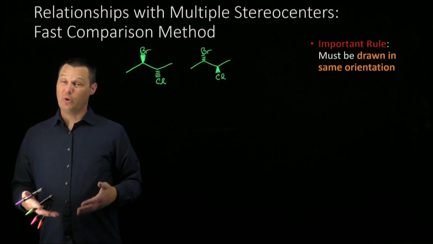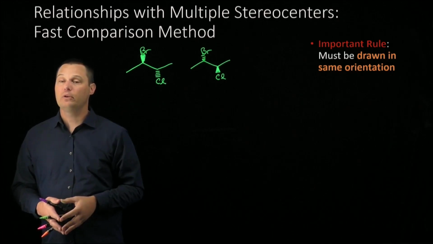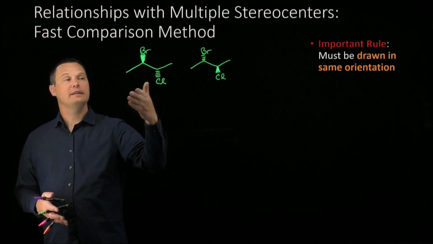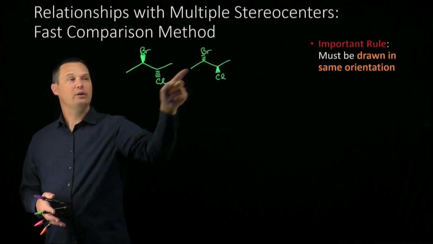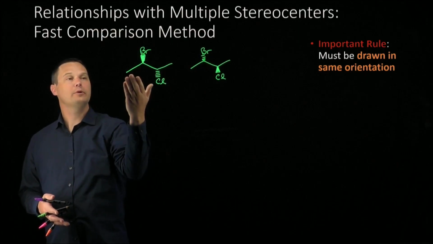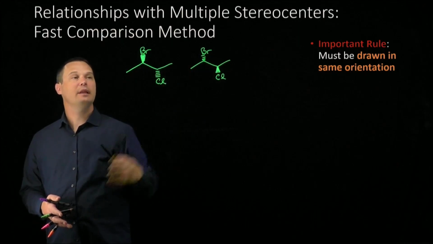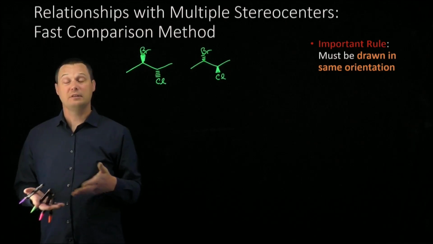Before we go any further, there's one important rule that must be met if we're going to compare molecules this way. They must be drawn in the exact same left-to-right orientation. That means the first bonds need to angle in exactly the same direction, the substituents need to be in exactly the same order, and it needs to have exactly the same left to right, up and down orientation. If they're not, then the shortcut fails and mistakes will happen.